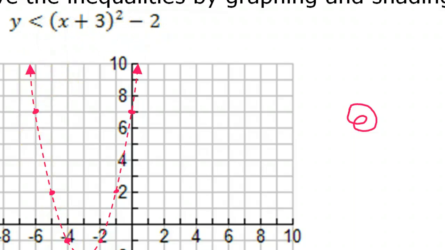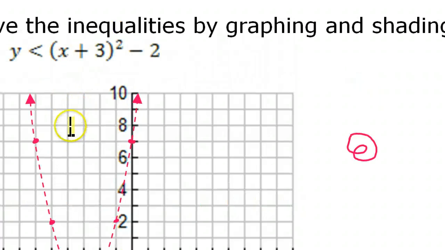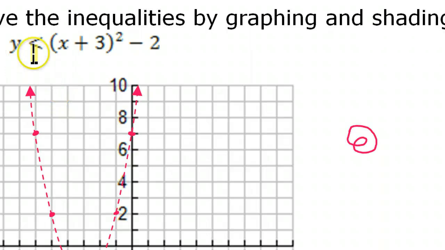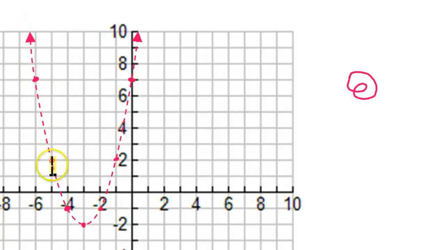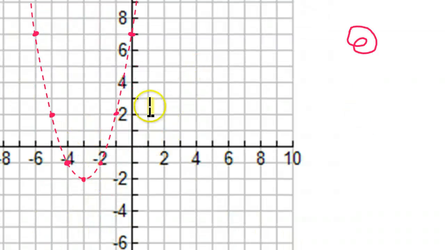So we don't want the y values that are on the parabola, so we will show those border values with a dotted line. Anytime it's just less than or just greater than, make that border a dotted line to show that they're not included in the solution. If we wanted y values that were less than or equal to the parabola, we would make the parabola solid to include that border.